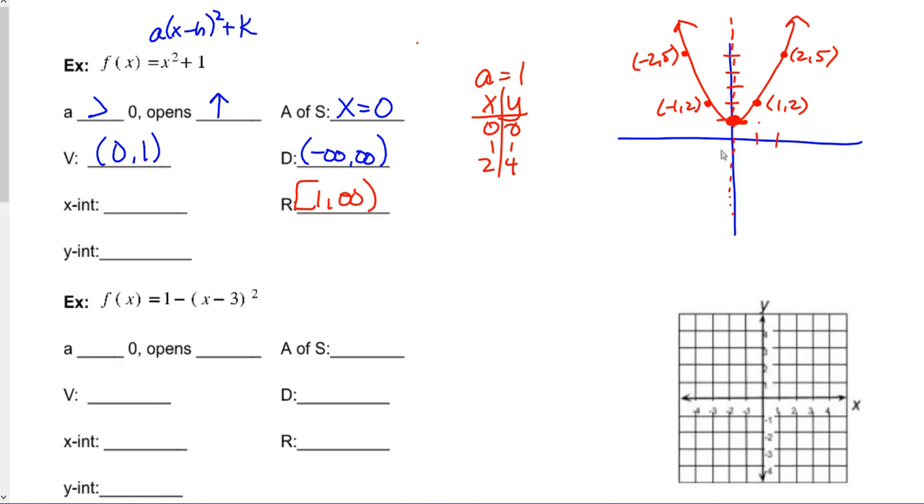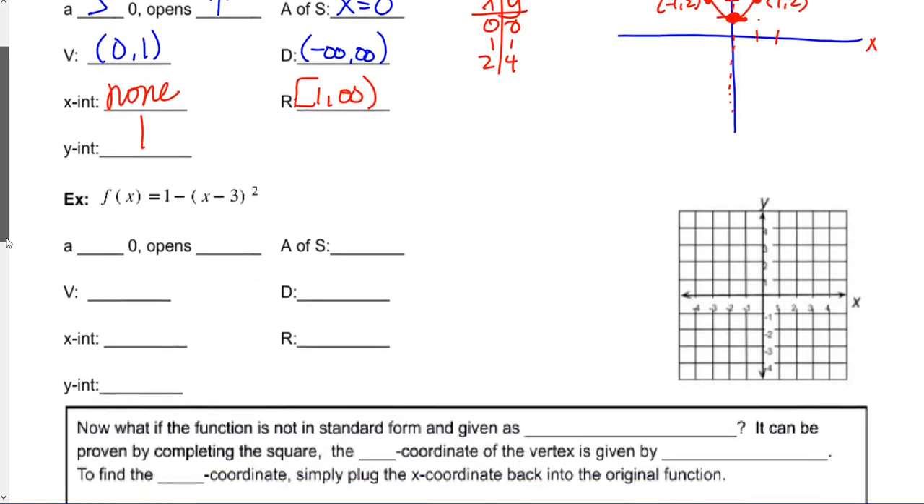Are there any x-intercepts along that x-axis? The answer is no. And do I have any y-intercepts along the y-axis? And the answer is yes, right there at y equaling 1. So here on this one, the advantage is I don't really have to do very much algebraically to find my x and y-intercepts because I can see them on my graph. Okay? All right, let's look at this last one in standard form, and then we'll move on to talk some max and mins.